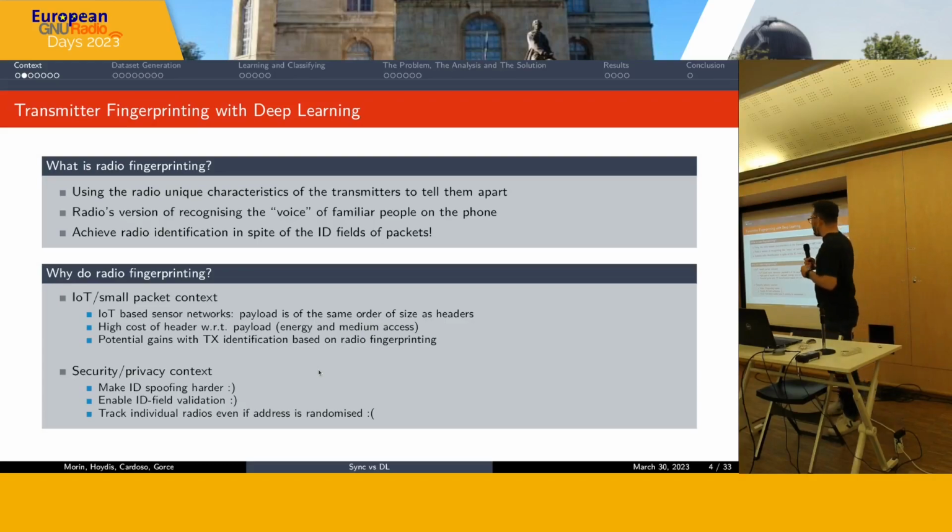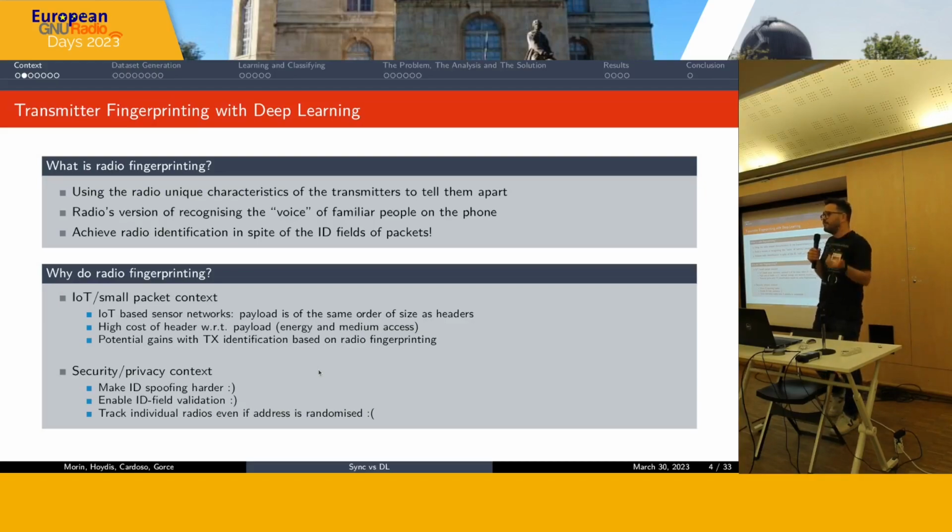And in order for that to happen, the radios must have a voice. There must be something that we can extract from the radios or from the signal, which is imprinted onto the signal, that we can actually use to identify them. And the idea is to identify the radios in spite of the ID field that usually the packets carry. Actually, we can take them completely out and still be able to identify each individual radio.